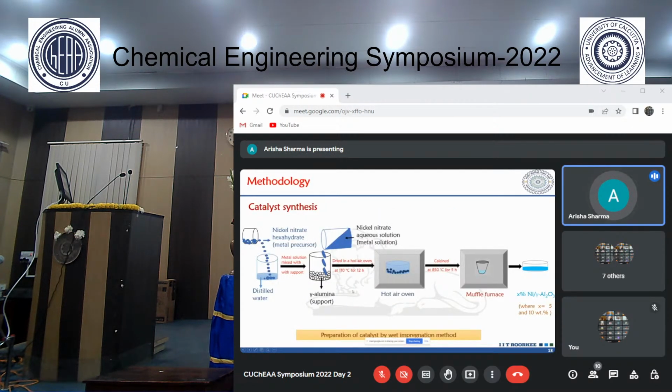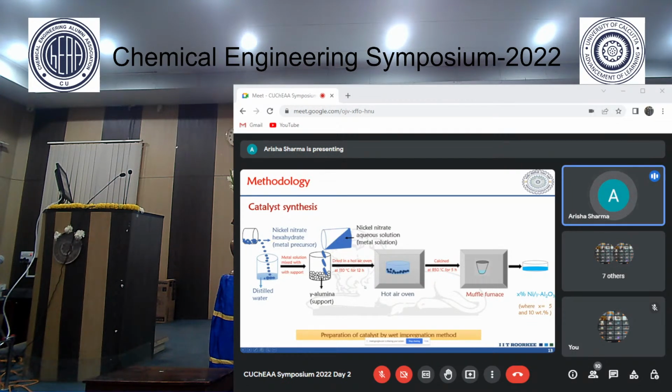Moving towards the methodology, this is a scheme of how I have prepared the catalyst. I have synthesized the catalyst using the wet impregnation method. For the metal, I have used the nickel nitrate hexahydrate precursor, which I dissolved in distilled water, and after mixing, I put it into the alumina support.